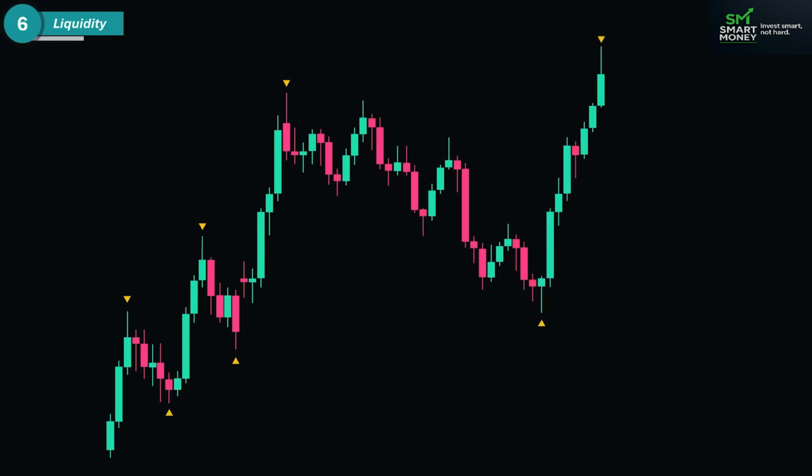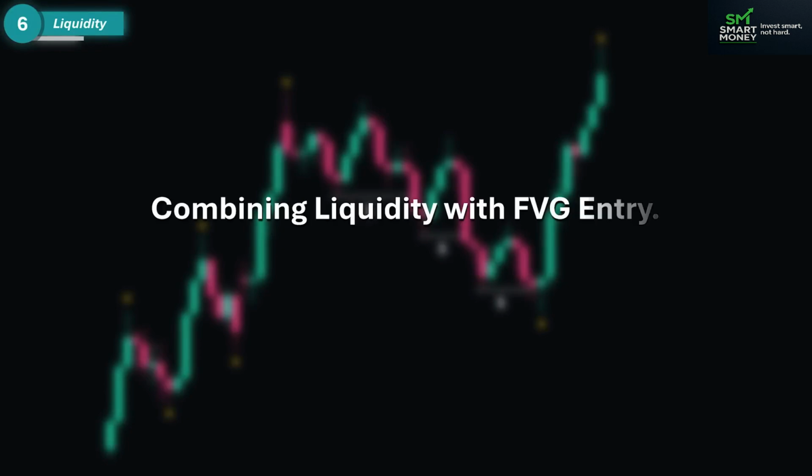Then the next impulsive move forms. This liquidity typically exists below recent swing lows and swing highs. So in this part of the video, we will explain 2 of the trading models that combine the concept of liquidity with a fair value gap entry. We call the first one the post-hunt entry model.